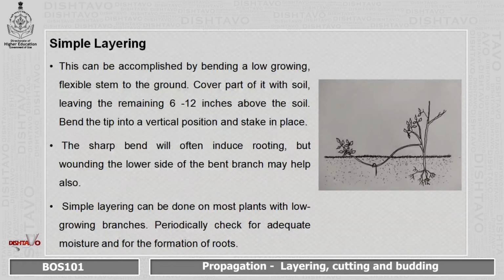Simple layering, this is the first technique of layering. This can be accomplished by bending a low-growing, flexible stem to the ground, covering a part of it with soil, leaving the remaining 6 to 12 inches above the soil. Bend the tip into a vertical position and stake in place. The sharp bend will often induce rooting, but wounding the lower side of the bent branch may help also. Simple layering can be done on most plants with low-growing branches. Periodically check for adequate moisture and also for the formation of roots.